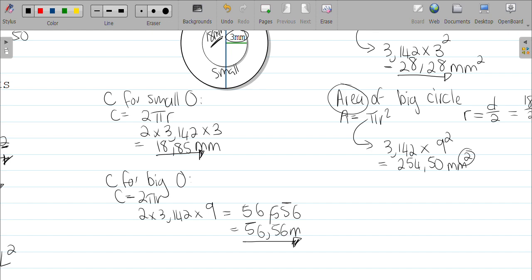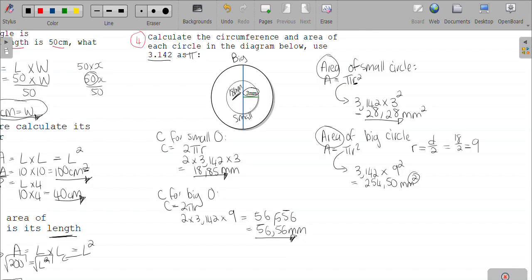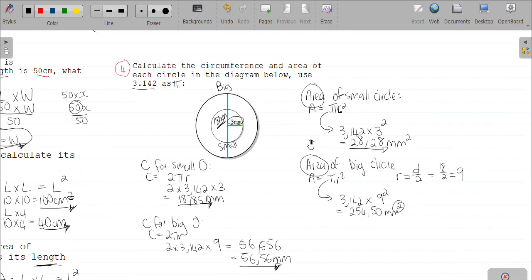Okay, so guys, that is it. That is our answer. That is how we calculate area of circles and circumferences of circles. I hope it's helpful. I just wanted to take a simple question to explain the concept and how to apply everything.